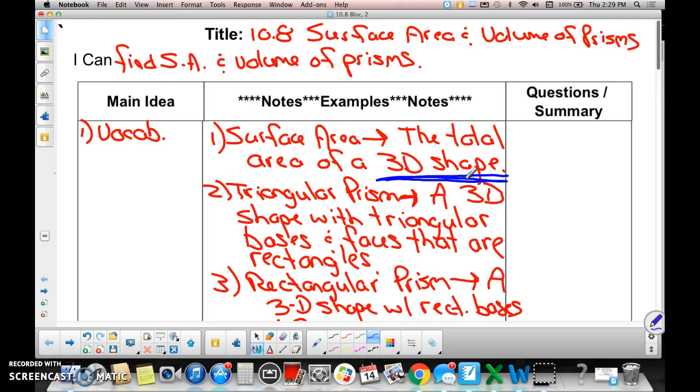A 3D shape. It has to have depth to it. It has to be a 3D shape.